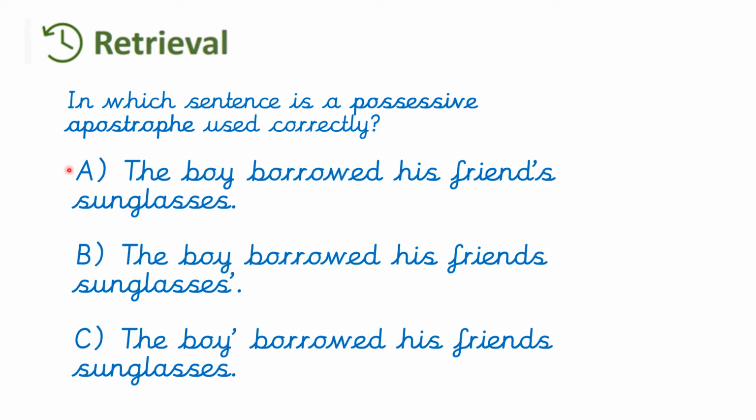So we've got A, the boy borrowed his friend's sunglasses, B, the boy borrowed his friend's sunglasses, or C, the boy borrowed his friend's sunglasses. As you can see, they're all the same, so you need to look really carefully for the correct punctuation. You can discuss it with your adult and then pause the video and then we can do the answers afterwards.